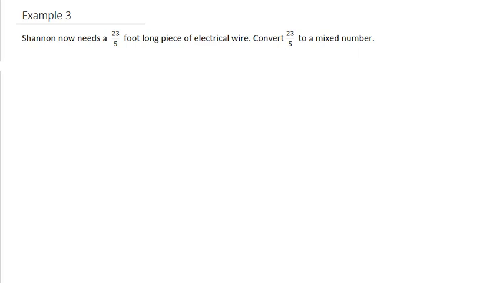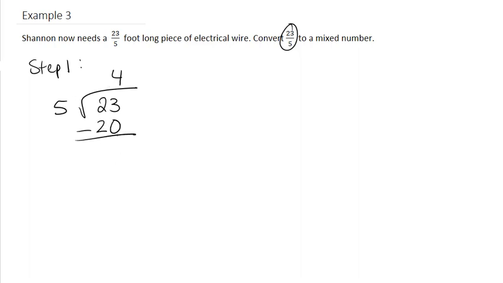Example 3. Shannon now needs a 23 over 5 foot long piece of electrical wire. Convert 23 over 5 to a mixed number. So once again, we're going to use this fraction bar as our division, as we're going to divide our numerator by our denominator. So that's our step 1. So we will then go 23 divided by 5. So 5 can't go into 2, but it can go into 23 4 times, as 5 times 4 is 20. So we're going to go ahead and subtract.